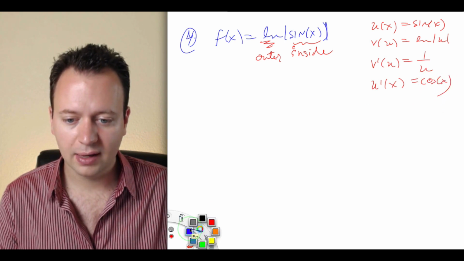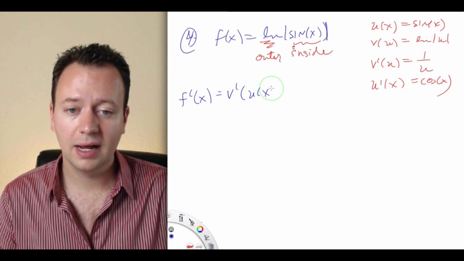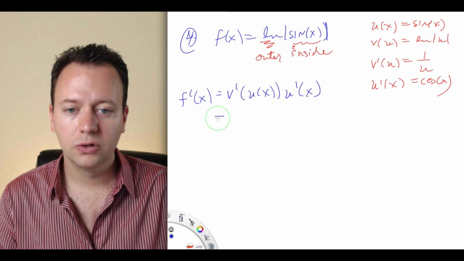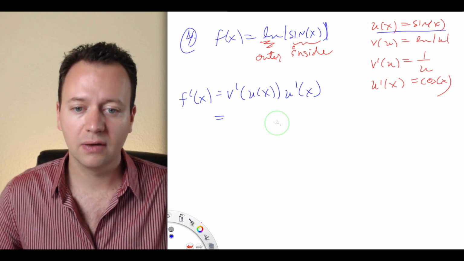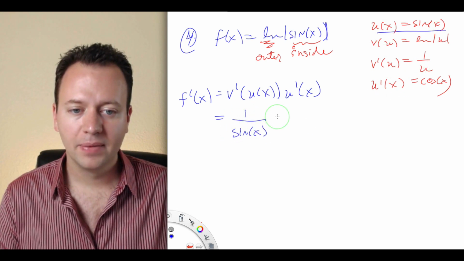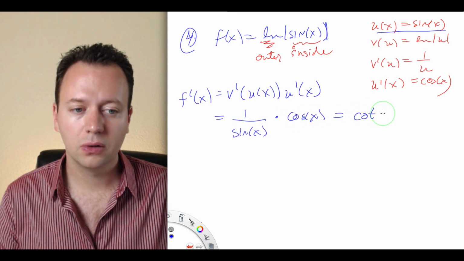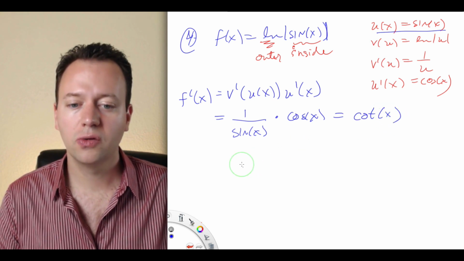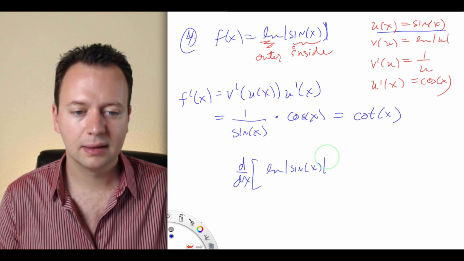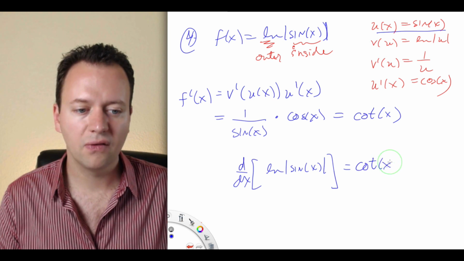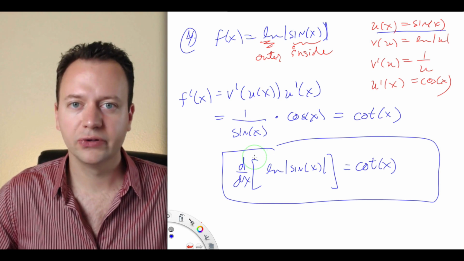So the chain rule says f prime of x is equal to v prime evaluated at u of x times u prime of x. So v prime is 1 over u, but we're evaluating that at u of x, so it's 1 over sine of x. And then we're multiplying by u prime of x, which is cosine of x. Cosine over sine is cotangent of x. So we just showed that the derivative of ln of sine of x is equal to cotangent of x. So those are a couple basic examples of using the chain rule.